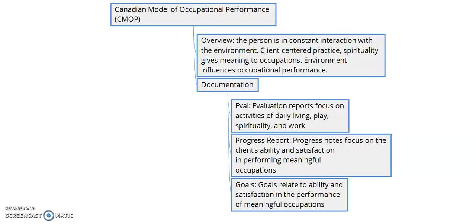So for documentation under the Canadian Model of Occupational Performance, in your evaluation you'd want to focus on activities of daily living, play, spirituality, and work. And your progress reports should focus on the client's ability and satisfaction in performing meaningful occupations. And when you're writing goals under the CMOP, you should be relating the goals to ability and satisfaction in performance of occupations meaningful to the client.